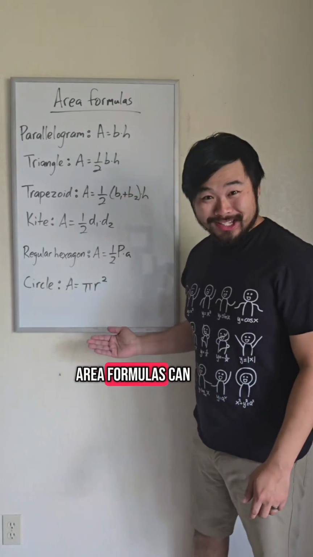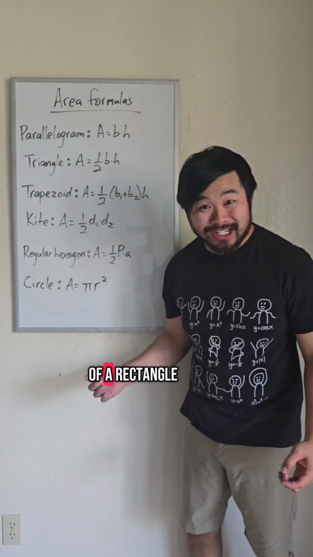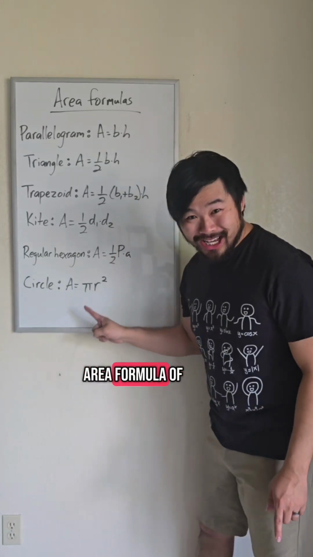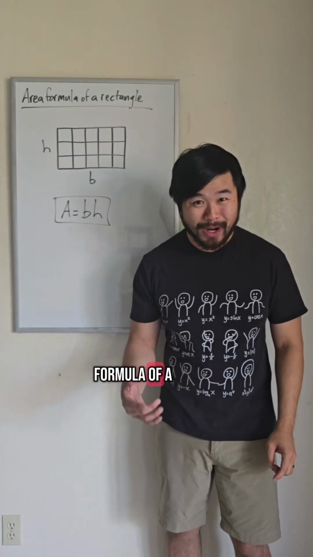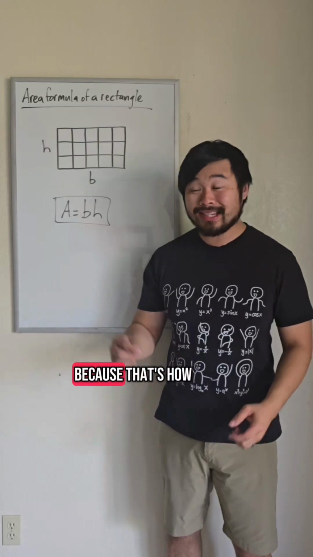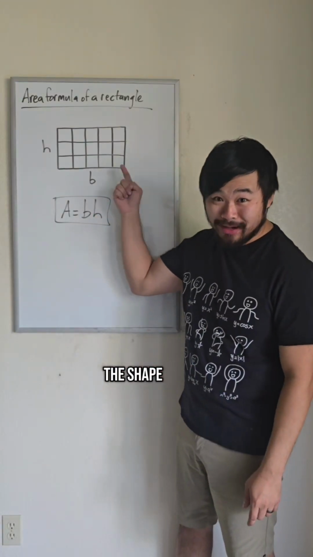All of these area formulas can be derived from the area formula of a rectangle. Yep, even the area formula of a circle. Let's see how. First, the area formula of a rectangle is base times height, because that's how many square units can fit inside the shape.